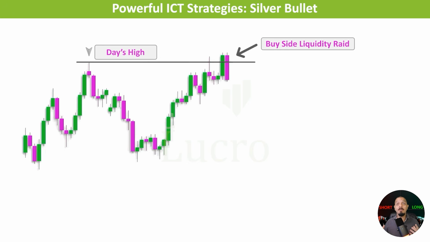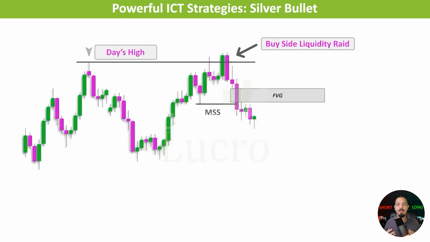Next, we wait for a bearish market structure shift to confirm this reversal. A bearish market structure shift happens when price breaks and closes below the recent swing low. This shows that demand is no longer in control and price may start pushing to the downside.